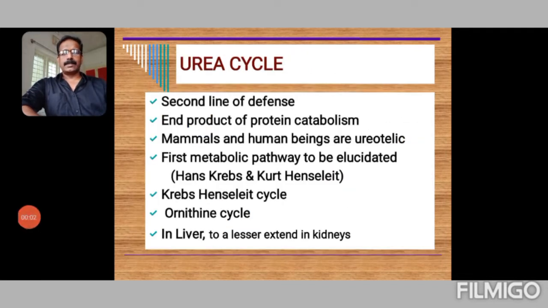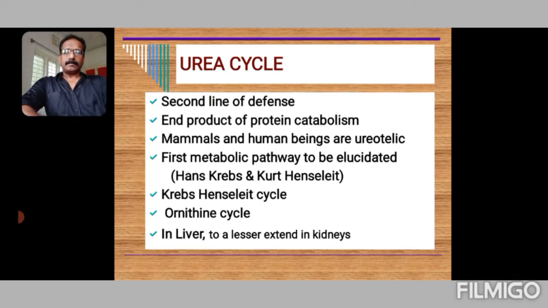And the urea cycle is the second line of defense, and processes the end product of protein catabolism. Mammals are ureotelic, whereas there are animals which are ammonotelic and uricotelic. This urea cycle was the first metabolic pathway to be elucidated, and that was done by Hans Krebs and Kurt Henseleit. That's why it is called the Krebs-Henseleit cycle. Ornithine is one of the substrates involved in the urea cycle, so it is also called the ornithine cycle. And the liver, and to a lesser extent the kidneys, are the organs concerned with the urea cycle.